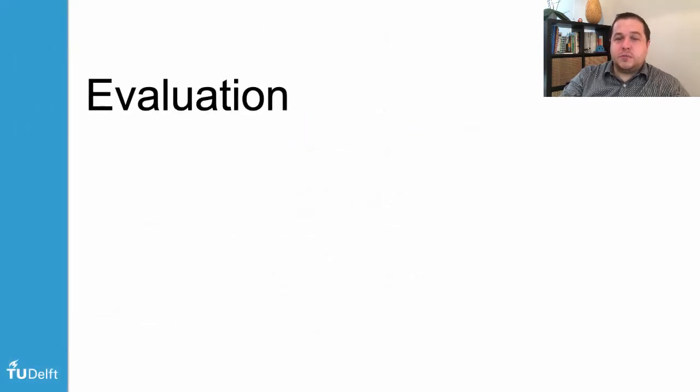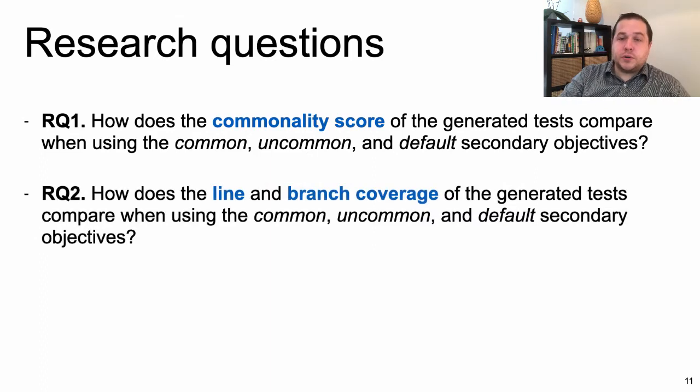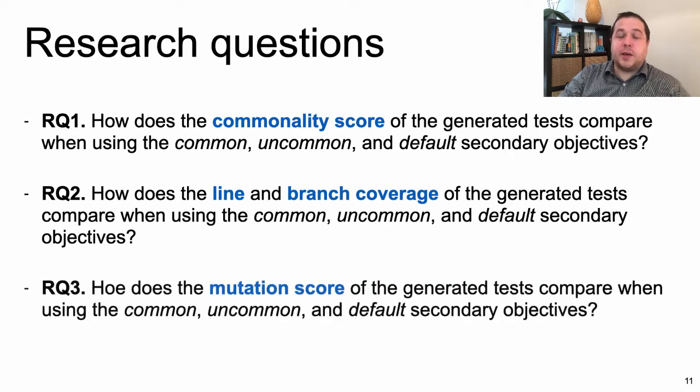We evaluated our two secondary objectives, and for that we defined the following research questions. First, we look at how the commonality score of the generated tests compares when using common, uncommon, and default secondary objectives. Then we look at the structural coverage, and more specifically how the line and branch coverage of the generated tests compare when using common, uncommon, and default secondary objectives. And finally, we look at the fault finding capabilities of the tests by looking at how the mutation score of the generated tests compares when using common, uncommon, and default secondary objectives.